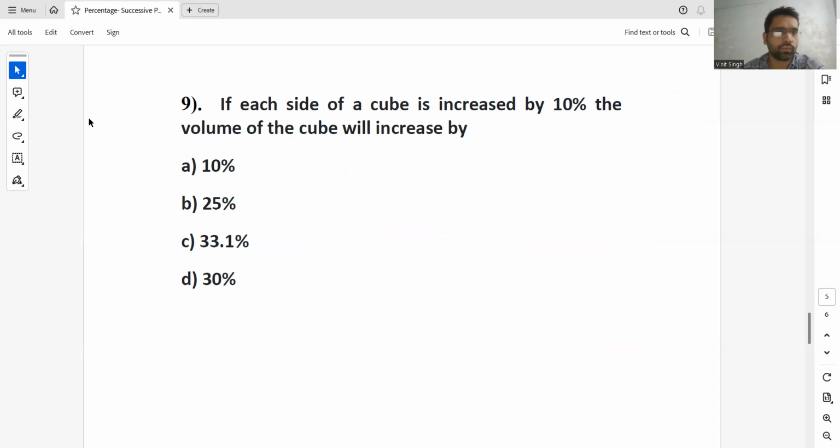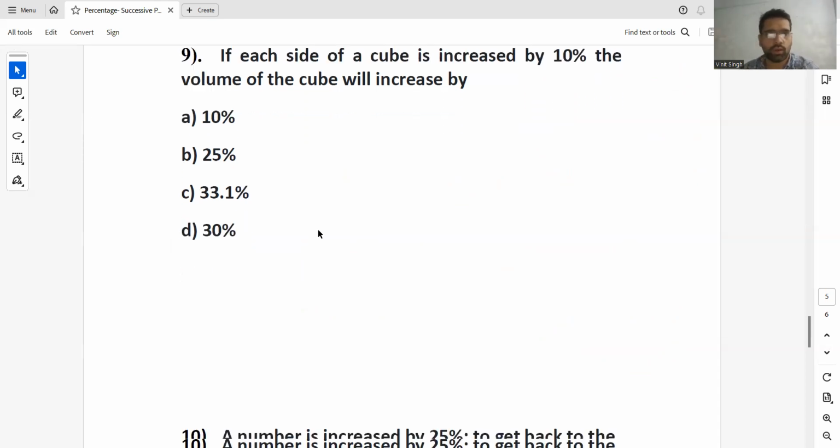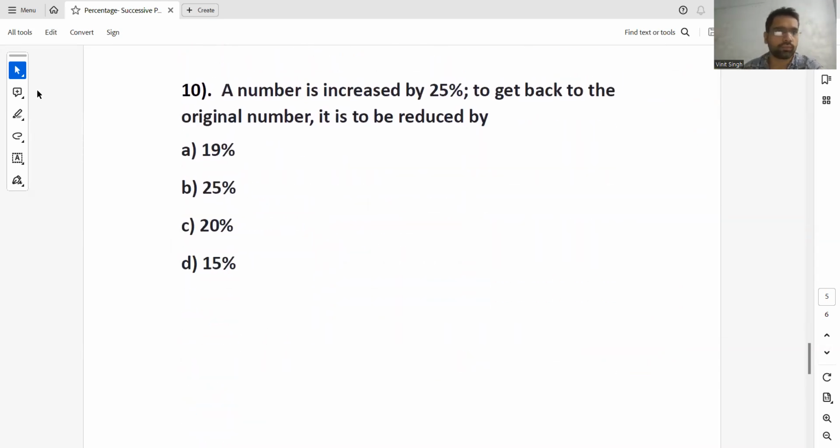Now, question number 10. A number is increased by 25%. To get back to the original number, it is to be reduced by. Now, if a number is increased by 25%, after the increment we go back to the original value. So how much percent will we reduce the number?